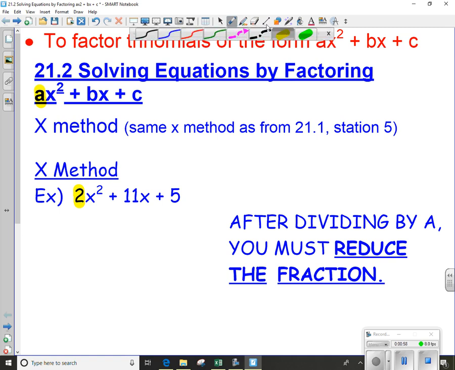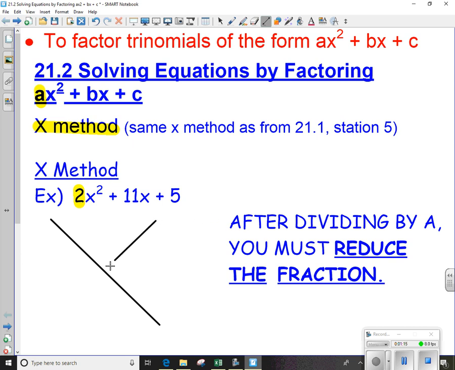This truly is the same process as that x method that we talked about in the last unit, so we're going to do our x method again. There's only one additional step, and it's what I have over here off to the side: after dividing by a, you must reduce the fraction. So I'm going to first start here with my x.